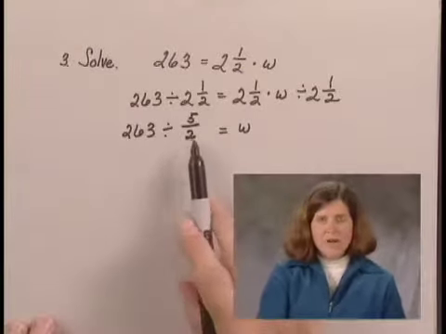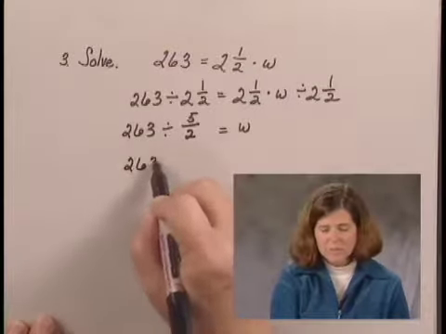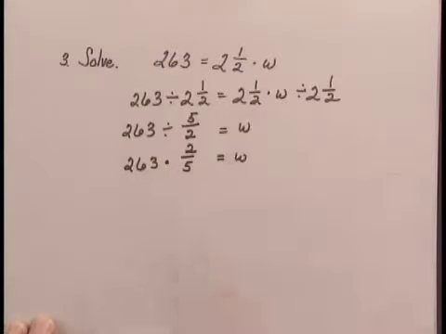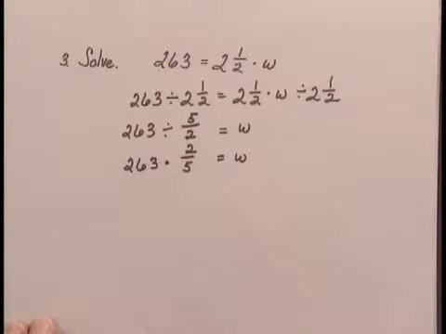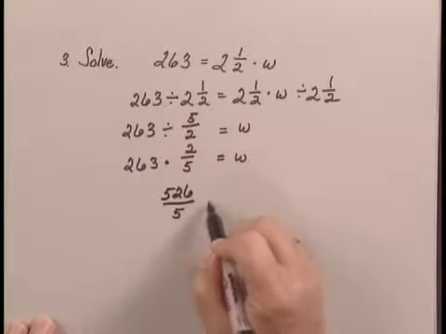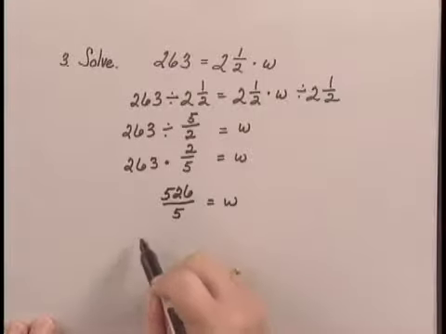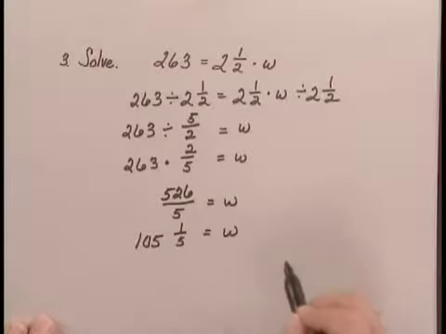Now, in order to divide by a fraction, I multiply by the reciprocal of that fraction. So I have 263 times 2/5 equals W. Now, I multiply 263 times 2 and write that over 5, and I have 526 over 5 equals W. And since we started out with mixed numerals, and since this is hard to understand exactly what that means, we'll write that as a mixed numeral, and I get 105 and 1/5 equals W.